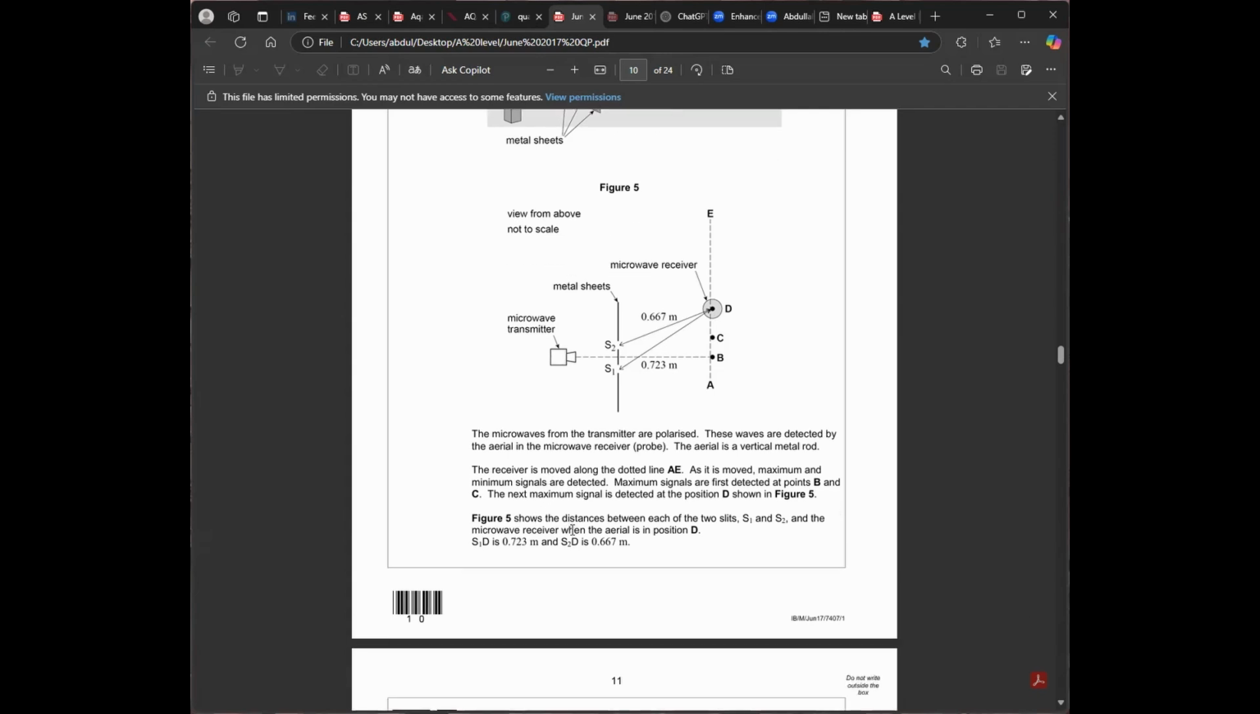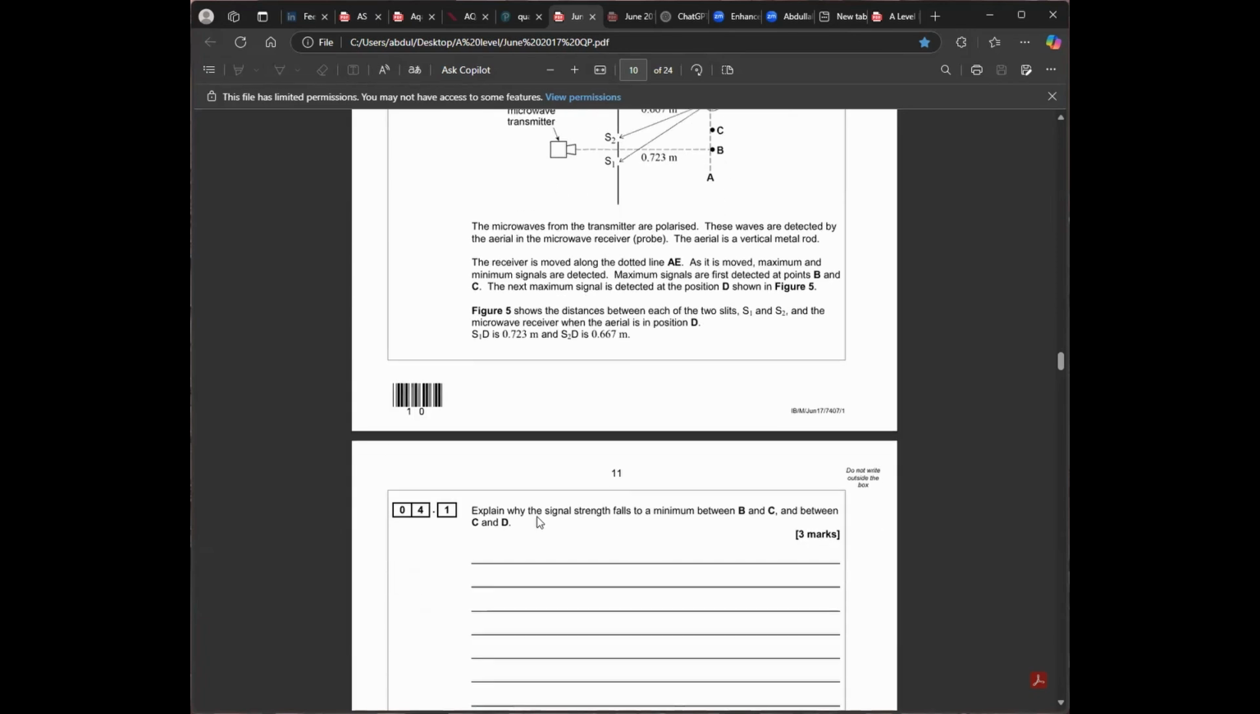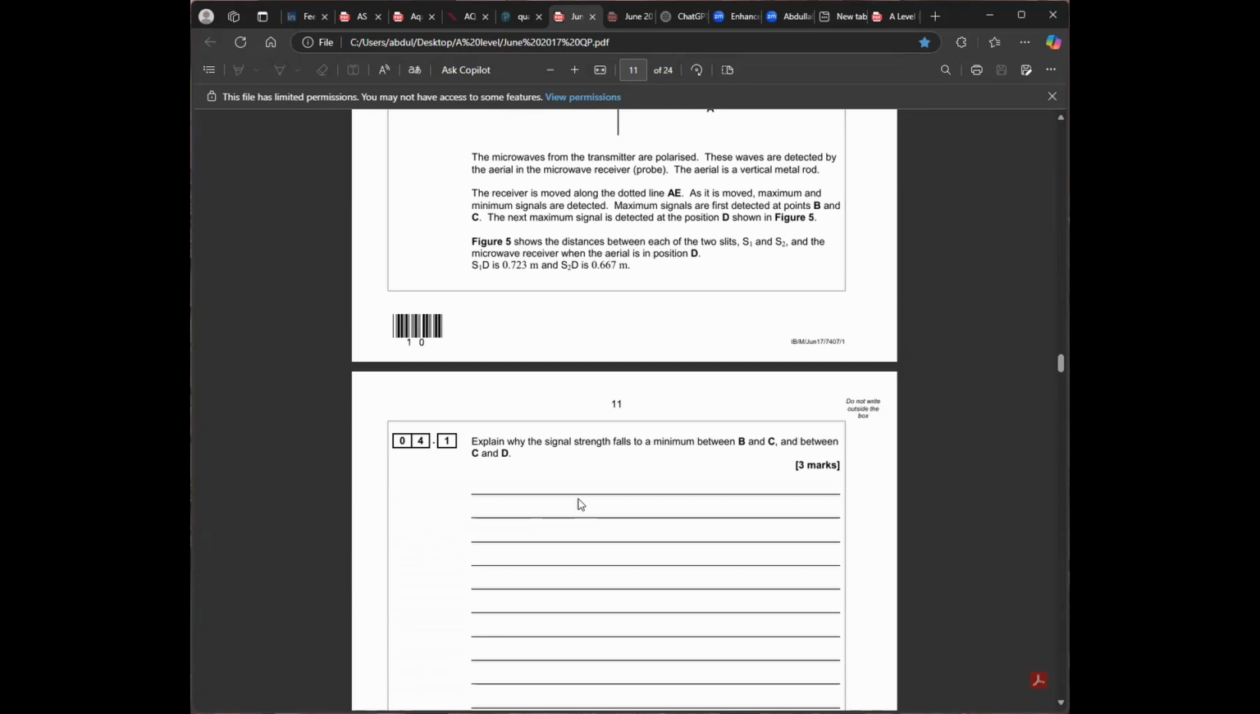Okay. Figure 5 shows the next maximum. Figure 5 shows the distance between each of the two slits S1 and S2, and the microwave receiver when the aerial is in position D. So they have calculated the distance from S1 to D, and S2 to D. Now the question is, explain why the signal strength falls to a minimum between B and C and between C and D.